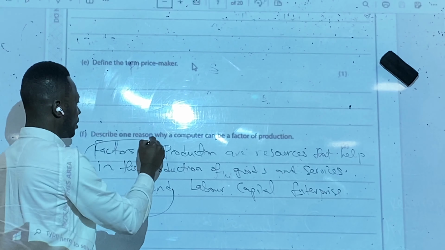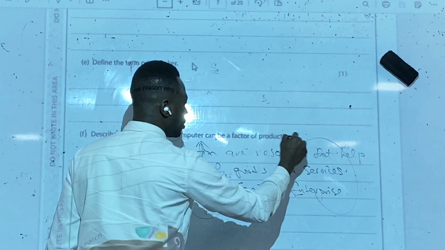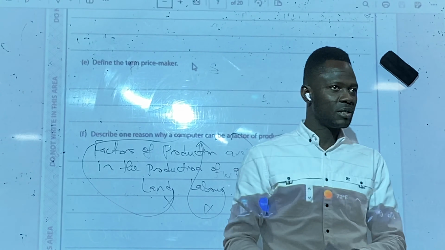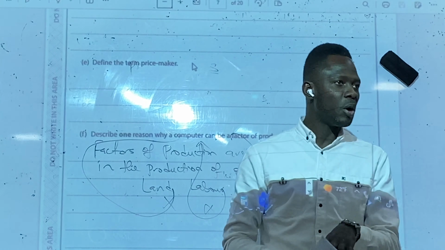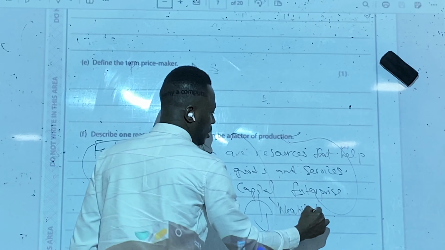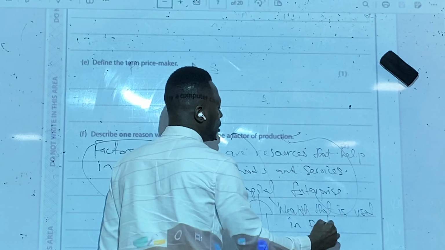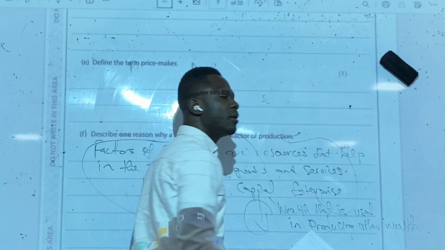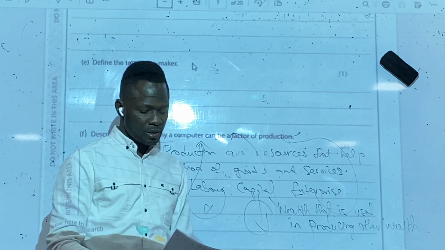A computer is not land. A computer is not labor. A computer is not enterprise. It's capital. Why is a computer capital? You said because it produces goods and services. Yes, but that is not the real definition. Capital is wealth that is used in producing other wealth. For example, a machine, which is part of what a computer is. Is it clear? Yes.